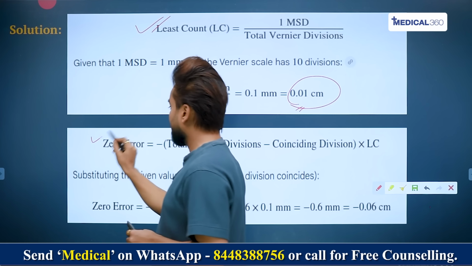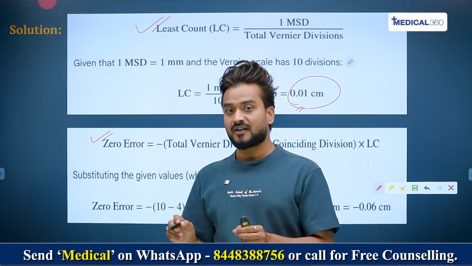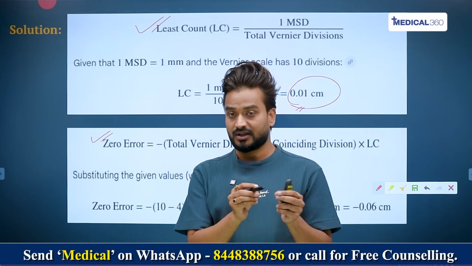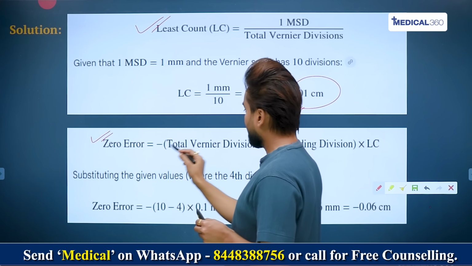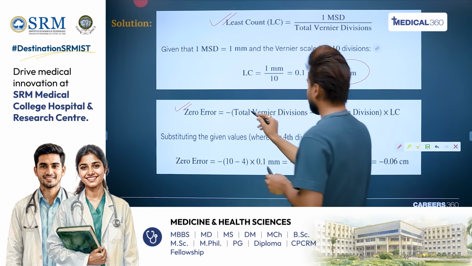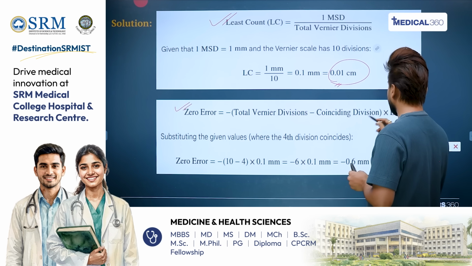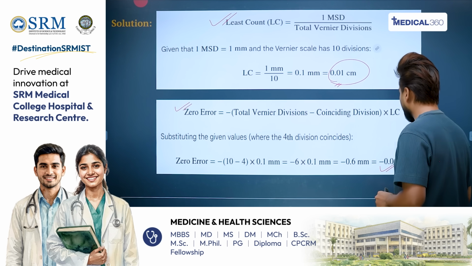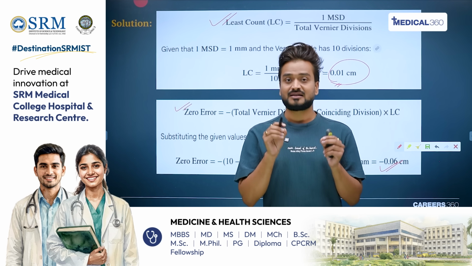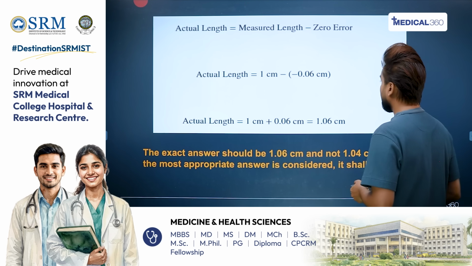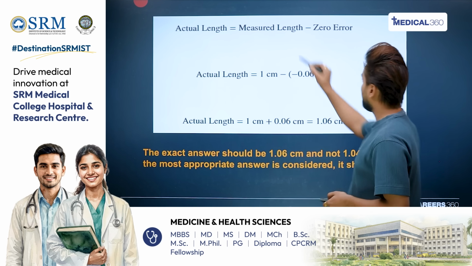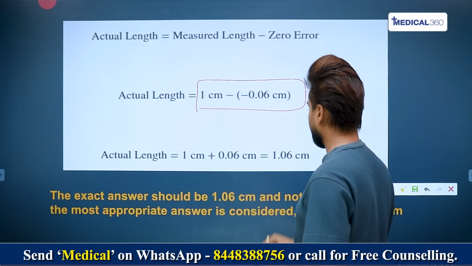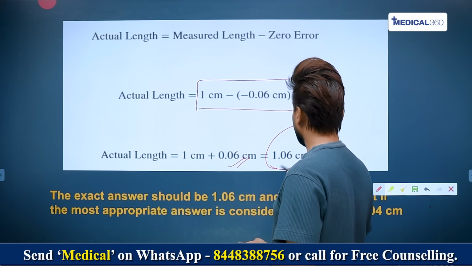Next, we calculate the zero error, whether we have a positive zero error or a negative zero error. First thing, if the vernier scale division shifts to the left, there is a negative zero error. So, in this case, we will be calculating the negative zero error, and the formula for the negative zero error is minus, in the bracket, total vernier division minus coinciding divisions, bracket closed, into least count. Substituting everything, we find that the negative zero error value is minus 0.06 centimeter. After that, the actual length is equal to the measured length minus zero error, that is 1 centimeter minus (minus 0.06 centimeter), which adds up to 1.06 centimeter.